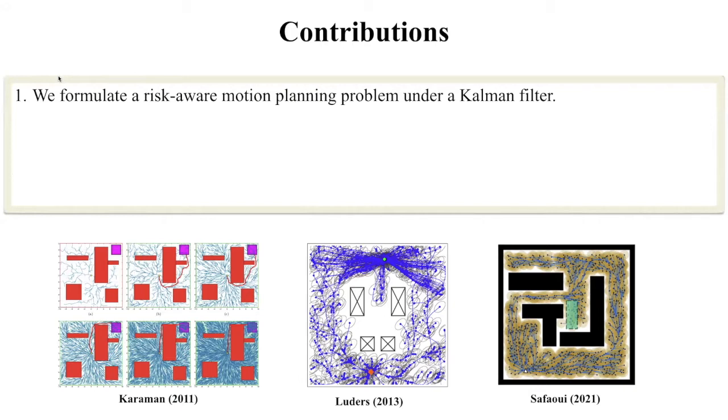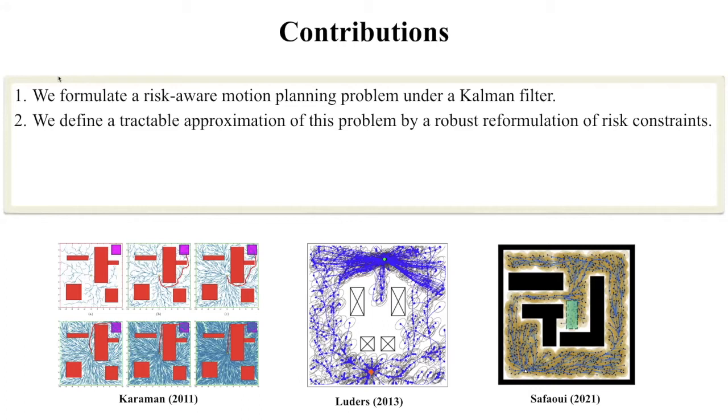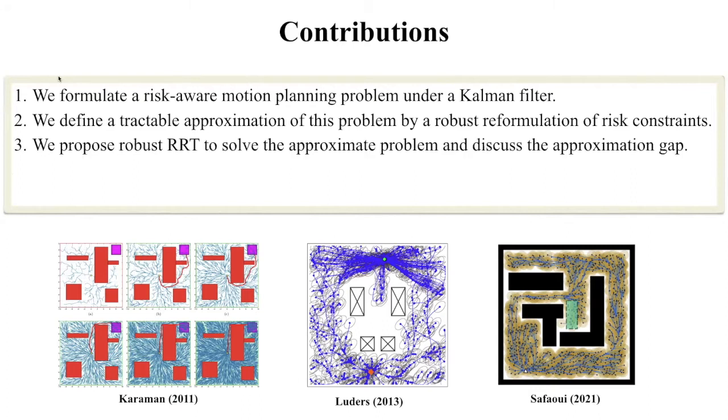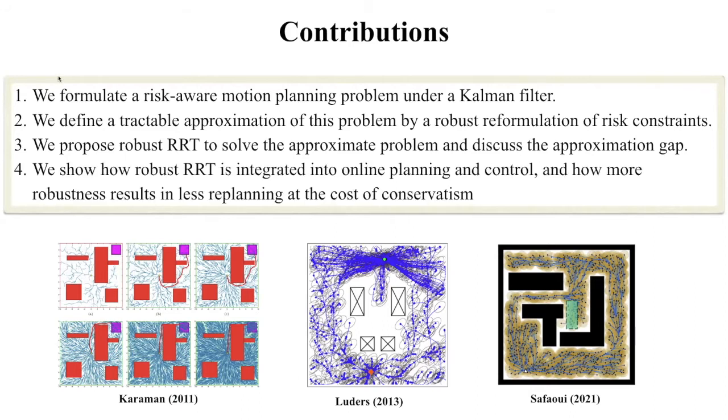First, we formulate a risk-aware motion planning problem under a Kalman filter. Second, we define a tractable approximation of this problem by a robust reformulation of the original problem, and in particular by robustly reformulating the risk constraints. Third, we propose a robust RRT to solve the approximate problem and discuss the approximation gap between the original and the approximate problem. Fourth, we show how robust RRT is integrated into online planning and control and how more robustness results in less replanning, however, at the cost of more conservatism.